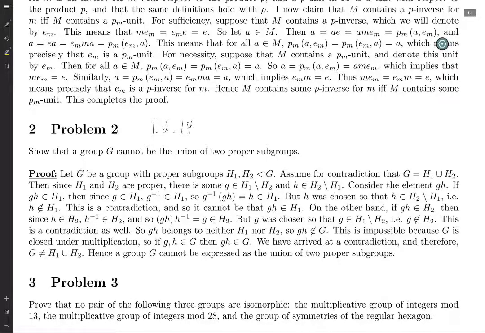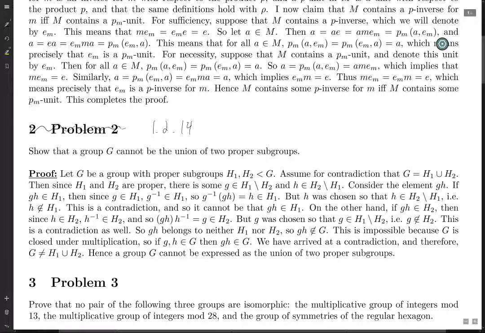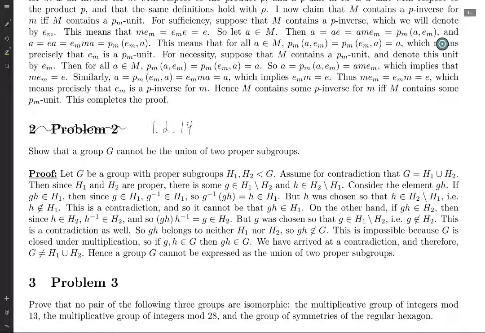All right. This exercise, which is not problem 2, but which is exercise 14 in this section, I've done this one as well, so let's go through it. If you have a group G with proper subgroups H1 and H2, and you assume, for contradiction, that G is its union, then since these are both proper subgroups, there's got to be one element that's in H1 but not in H2.